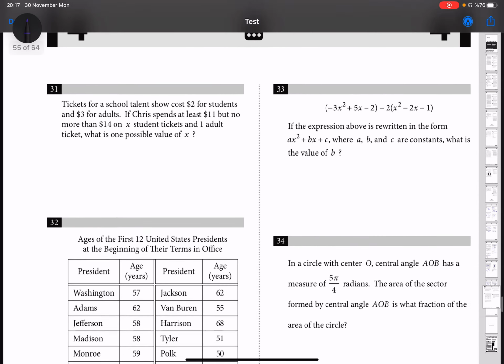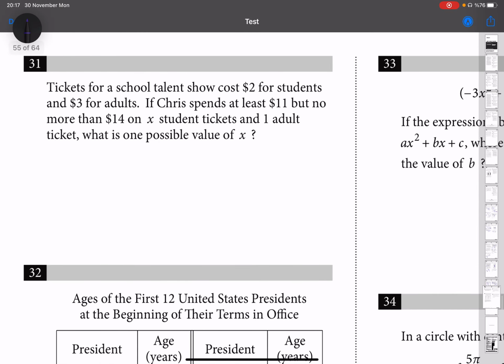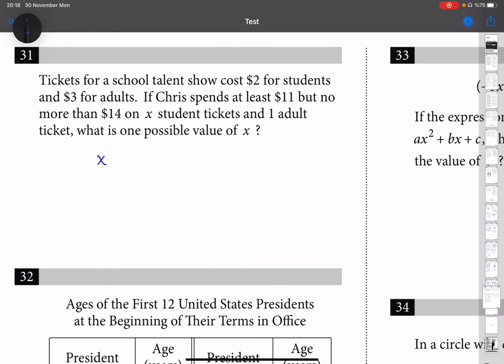Okay, next part. Tickets for a school talent show cost $2 for students and $3 for adults. If Chris spends at least $11 but no more than $14 on x student tickets and one adult ticket, what is one possible value of x? So let's find the total cost first. X student tickets is 2x dollars plus one adult ticket is $3.